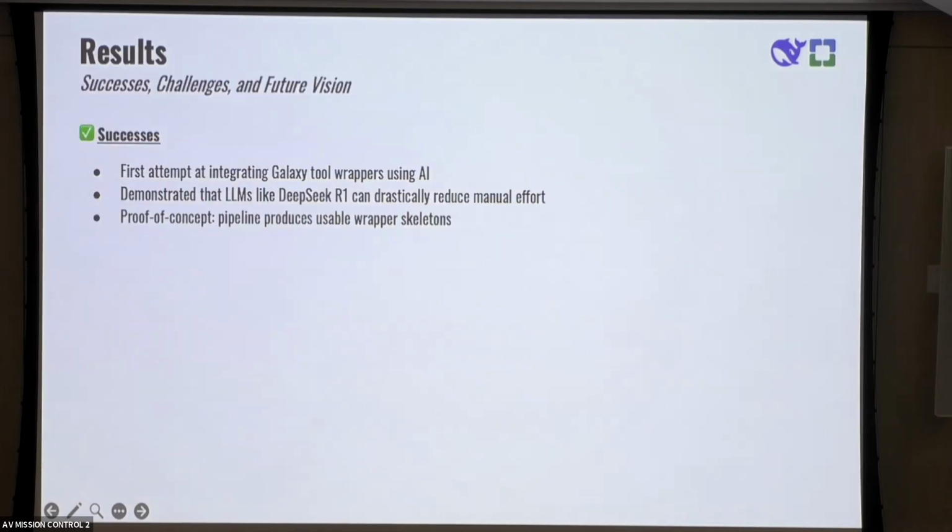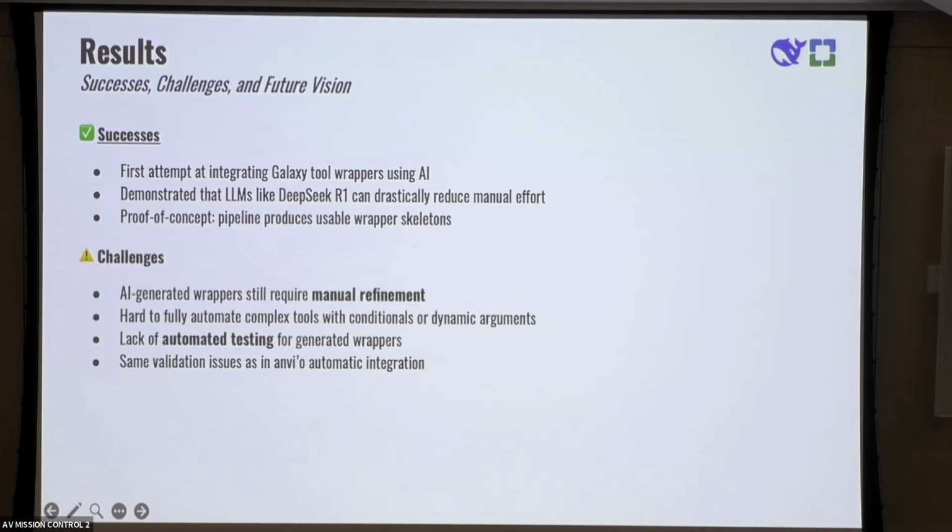All right, this is our very first attempt at integrating Galaxy tools into the Galaxy platform using AI. This is very far from being a perfectly functional approach. However, it can still be used to drastically reduce some manual effort. So with that said, we are still facing a lot of challenges here. First of all, again, the generated wrappers are not likely to be fully functional at first and still require some manual refinement. But more importantly, we're still trying to figure out how to automatically test the generated wrappers. And this is a problem that affects also the automatic integration of the Envio suite as well.